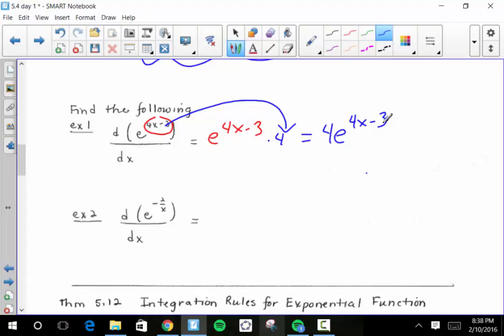Let's try another one. Let's try one more. Not just one, we're going to do more than one. I lied. I'm sorry. Okay, so we're going to do the derivative of this one right now. I've got e to the negative 2 over x. Remember, you just start by rewriting it. The derivative of anything with an e to the something is e to that same something. And now we just have to take the derivative of this top and multiply it by it.